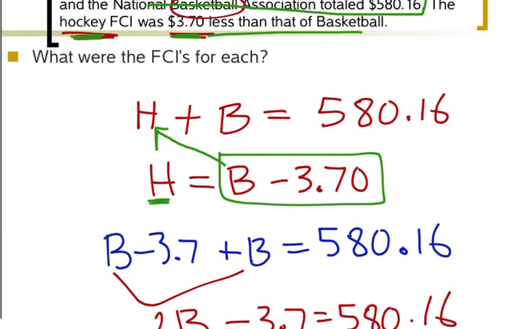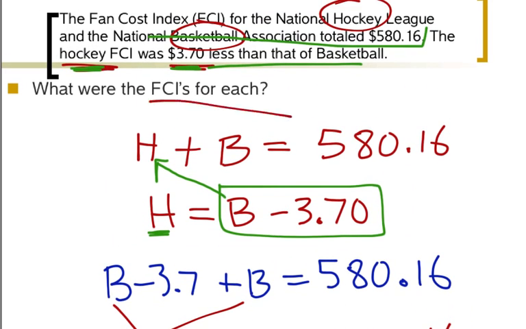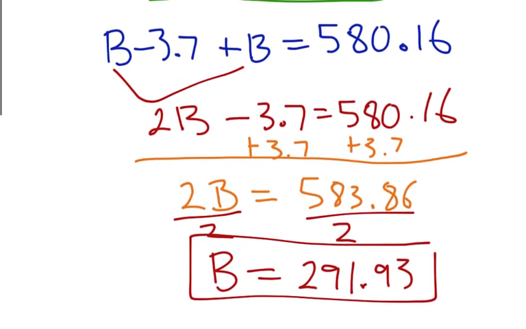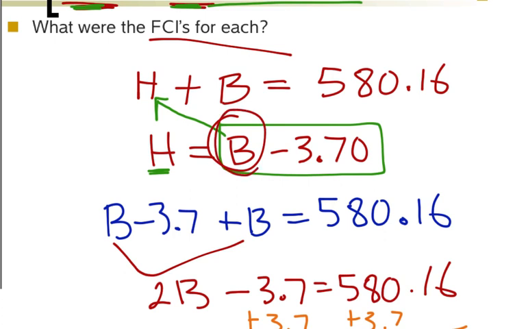Okay, in the problem it says, give me the fan cost index for each. So if that's the fan cost index for baseball, then what I need to do is take it and put it right here for where the B is. In other words, subtract $3.70 from it, and I will get my H.